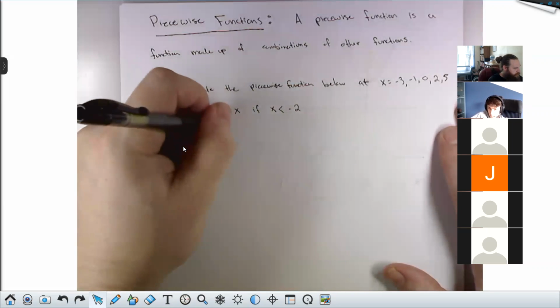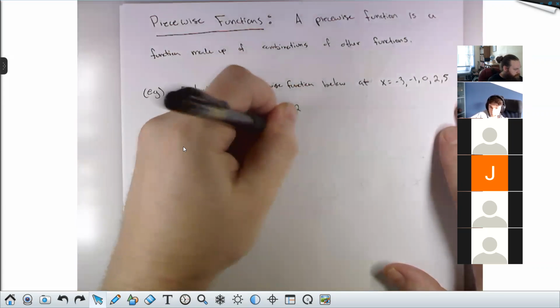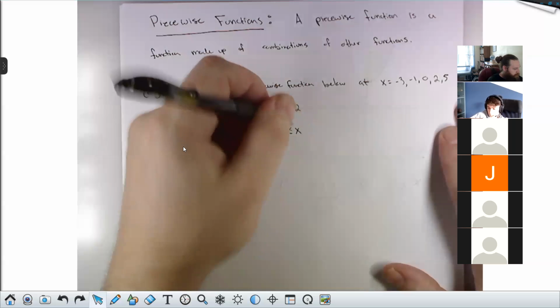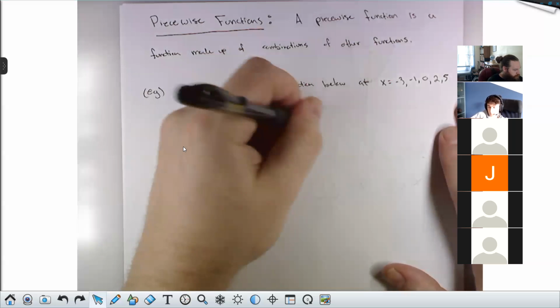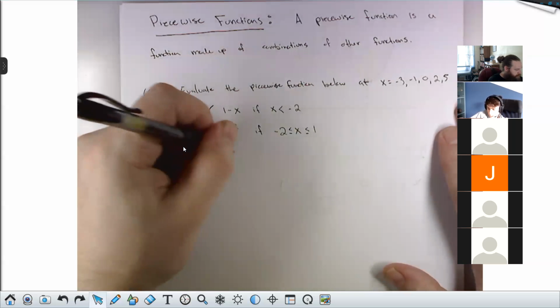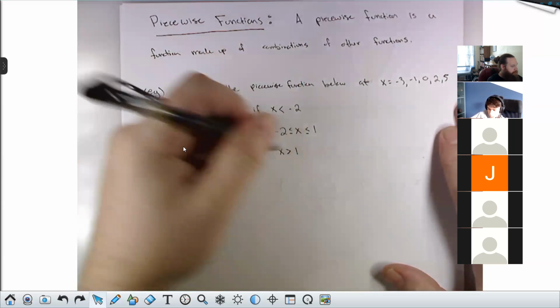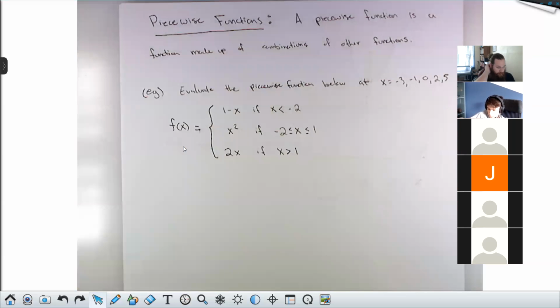Let's say it is equal to x squared. If -2 is less than or equal to x is less than or equal to 1. And we'll say it's equal to 2x if x is greater than 1. Sometimes when you see these written, they won't have the word if here. It'll just say 1 minus x and then x is less than 2. So I like to insert the word if here, especially when you're first learning these things.